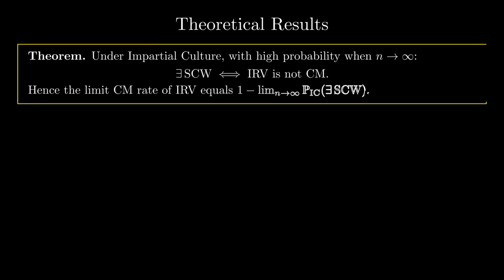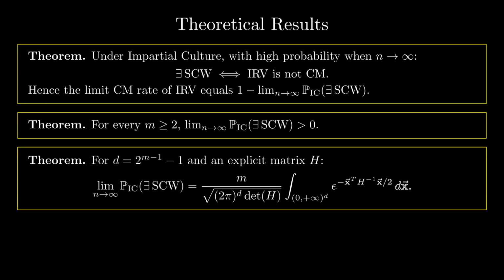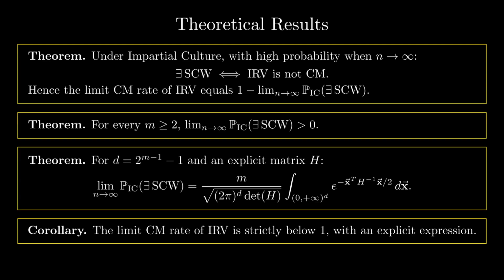Here are our theoretical results. We first show that with high probability, the existence of a super Condorcet winner is equivalent to IRV not being coalitionally manipulable. As a consequence, to compute the limit CM rate of IRV, it suffices to compute the limit probability that a super Condorcet winner exists. We then prove that for every number of candidates, this limit probability is positive, and we derive a closed-form expression for it as a Gaussian integral. Taken together, these results prove that the limit CM rate of IRV is strictly below 1 and give an explicit expression for it.